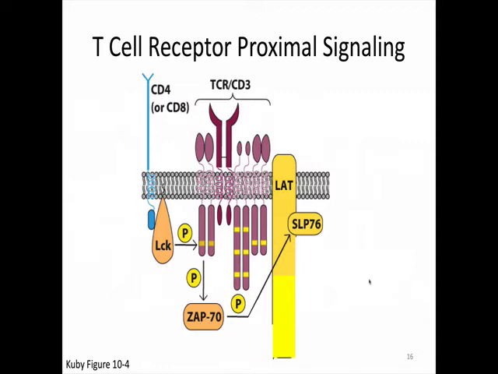So once ZAP70 is doing some phosphorylation, we're going to get recruitment of these next two proteins, LAT and SLP76. And LAT and SLP76 are both part of the same class of proteins. LCK was a kinase. It added phosphates to things. It's an enzyme. ZAP70 was a kinase. It's an enzyme. It adds phosphates to things. LAT and SLP76 are what are known as adaptor proteins.